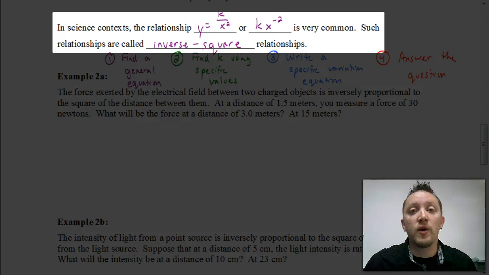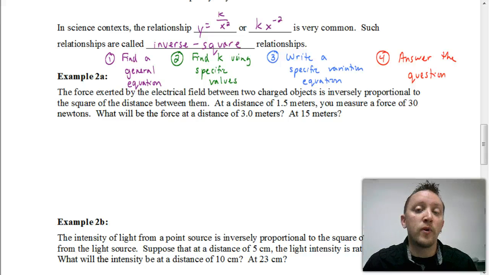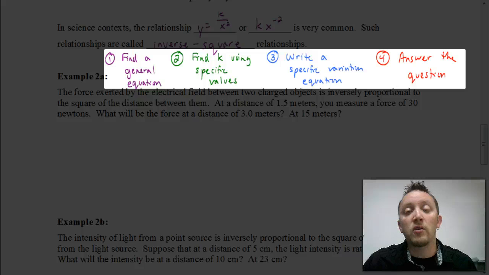So when we look at these graphs in a little bit, you'll see that there's a slight difference between what we looked at in the previous video with hyperbolas and with this video with inverse square curves. Now in the previous video, we were also introduced to this four-step process to be able to work out a story problem. The first step is to write a general equation. Now that general equation for this set of problems would typically be in the form y equals k divided by x squared.